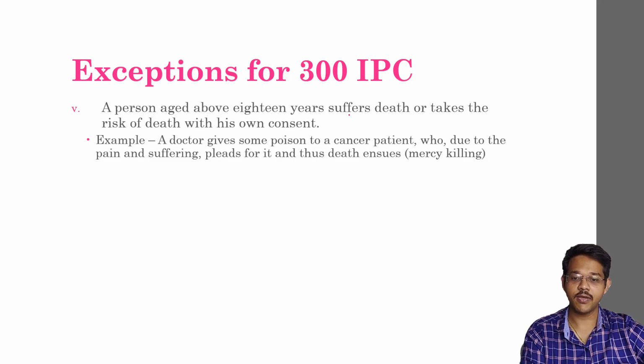A person above a certain age suffers death or takes the risk of death with his own consent. Here, the person with his own knowledge may try to kill himself or may tell another person to kill him. Like in the case of euthanasia, where the person is already suffering because of some terminal illness, like a cancer patient who requests a doctor to give some drugs to end his life. It's also called mercy killing or euthanasia. It is active euthanasia. That also comes under culpable homicide, not amounting to murder.